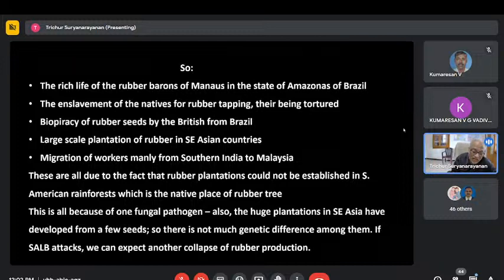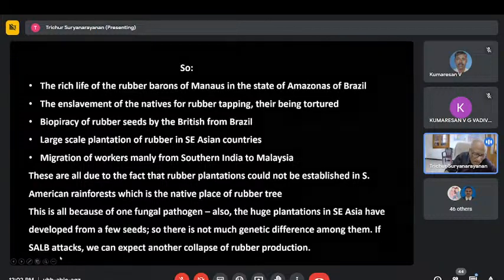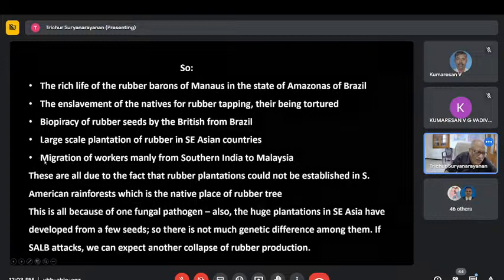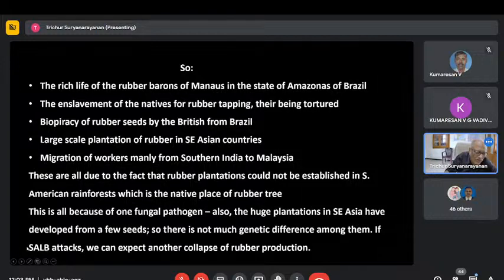So the huge plantations in Southeast Asia have developed from a few seeds. So there is not much genetic difference among them. If the SALB disease attacks, we can expect another collapse of rubber production in Southeast Asian countries. So all these points are due to a fungus.